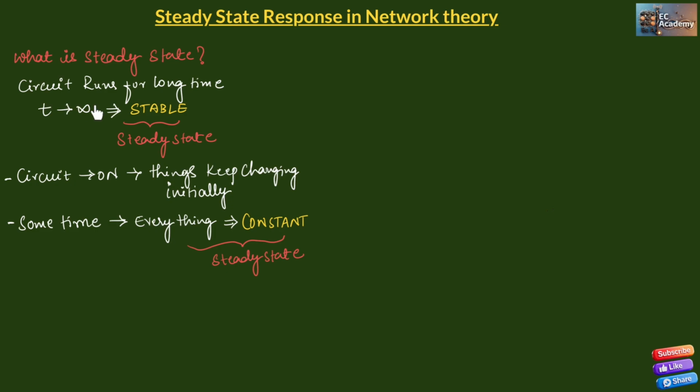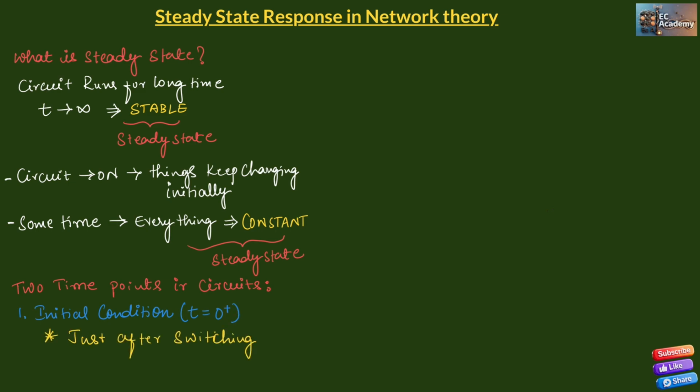When the circuit is running for long time, at t is equal to infinity, the circuit will become stable, which means after some time, everything will become constant in the circuit. Such state is known as the steady state. There are two important time points in the circuits. First one is initial condition, which we have already understood in our previous video, which is t is equal to 0 plus. This condition is just after switching the circuit on.